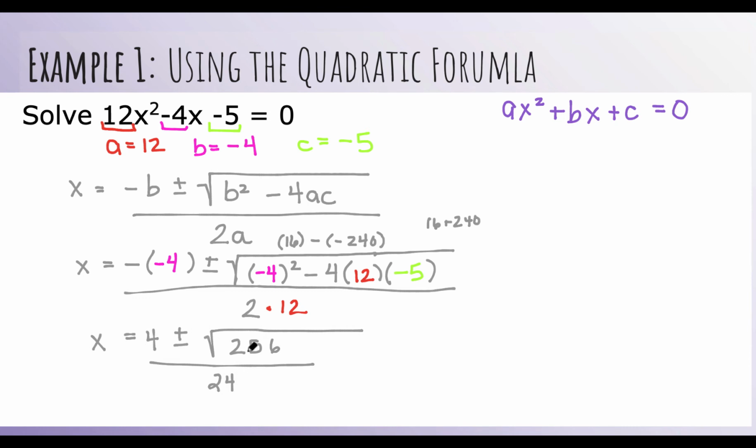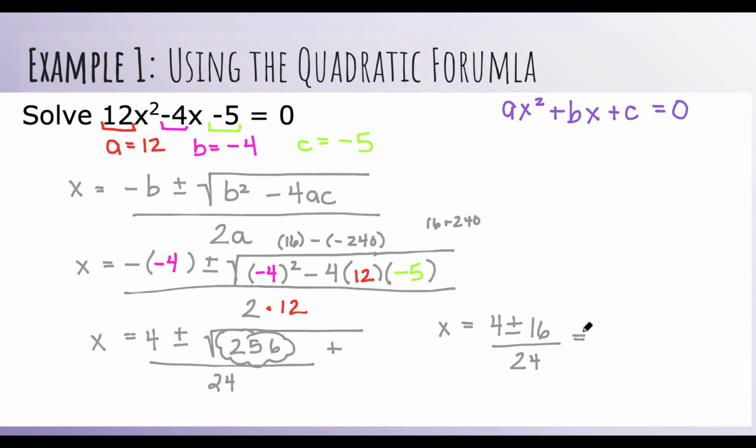If we look at the square root of 256, we can see that this is a positive number. So our discriminant is positive here. We're going to end up with two solutions because this is positive. 256 is a perfect square. The square root of 256 is 16. So this is 4 plus or minus 16 over 24. So you can see we're going to have two solutions.